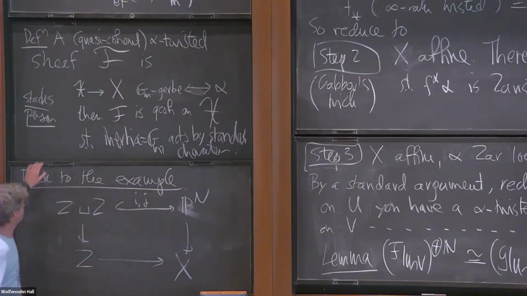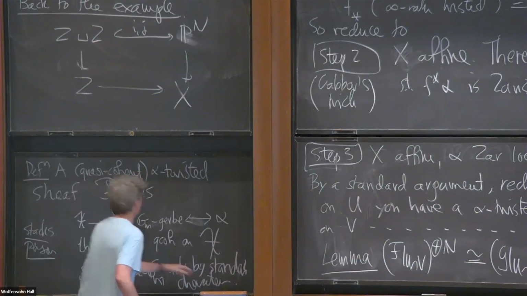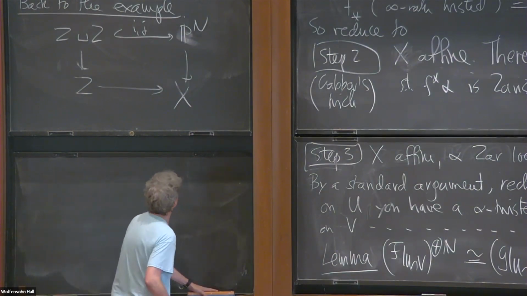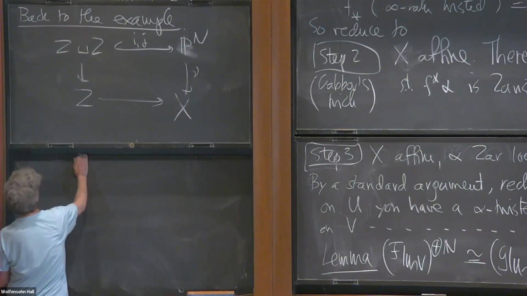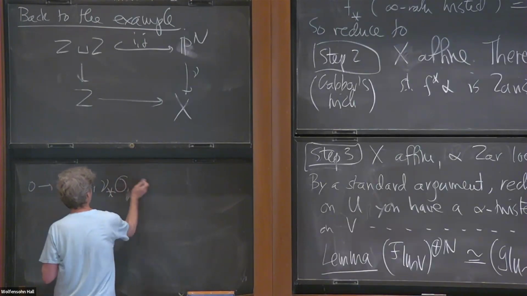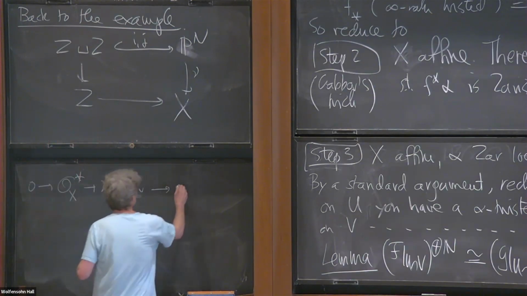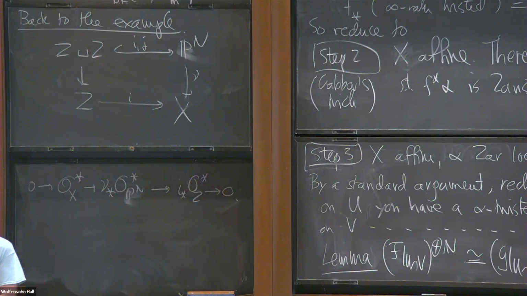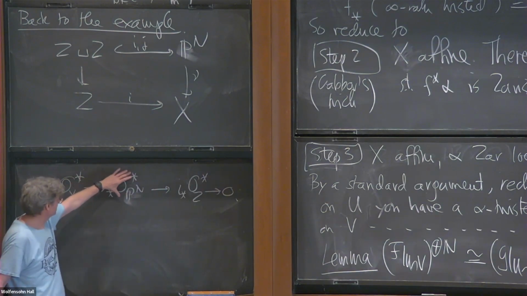Okay, so we're making this pushout. This morphism down here is just a normalization morphism, mu. So then you have the star going to mu star, O_BN star. And then you can take the difference of the two maps into O_Z star. And so in this case, H2 of this will be H2 of the units of BN.